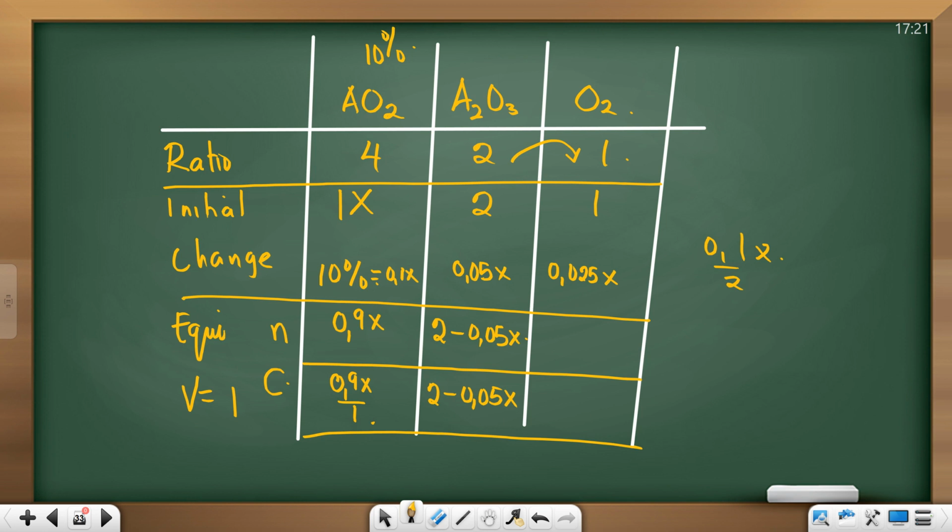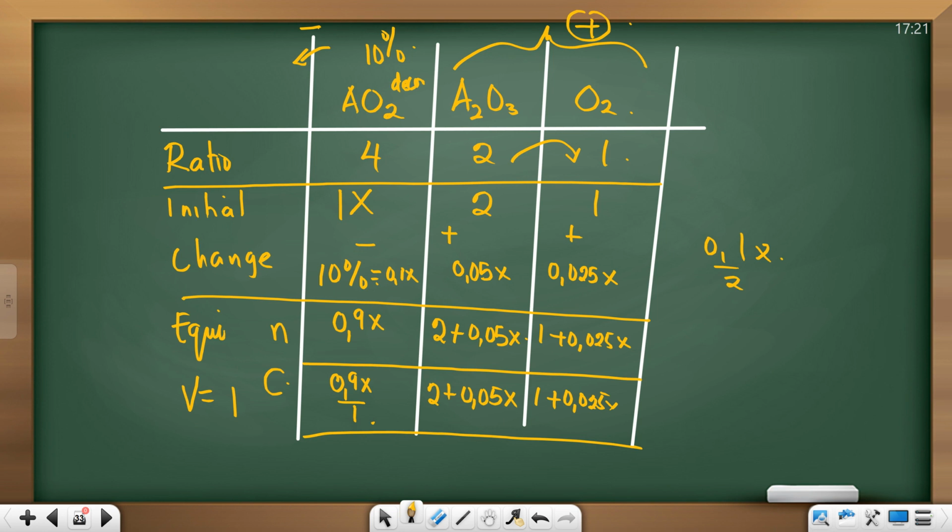But wait. They said decomposed. Hold on. I missed something. If this one decomposed as a reactant, we should actually be adding here. My bad. All right. 1 plus 0,025. Please take note. Decomposed means it is lost. So with reactants, you minus, and with products, you add. Please take note of that. Reactants, you subtract. Products, you add.